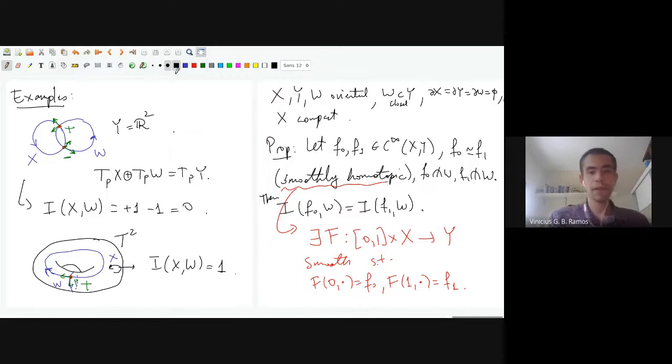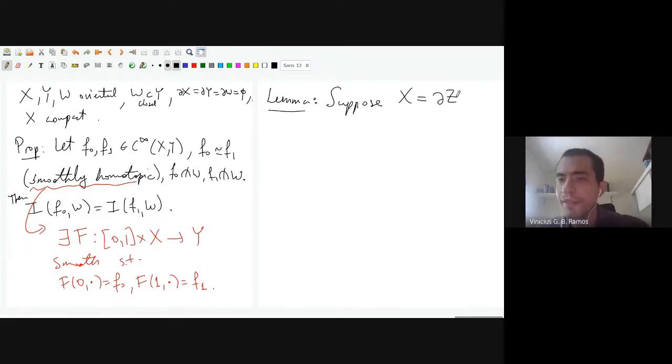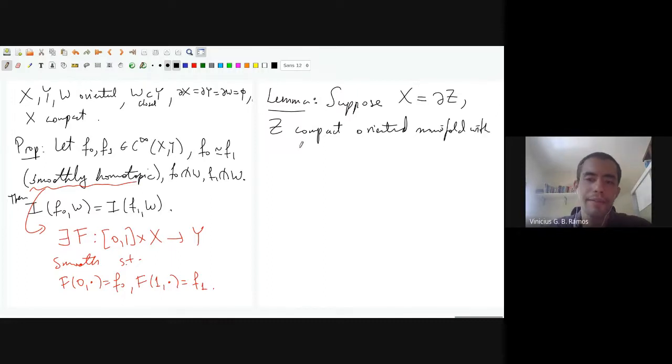All right, so now, how do you prove this proposition? We're going to use a lemma, which is the following. Suppose that x is the boundary of some z, where z is a compact, oriented manifold with boundary.